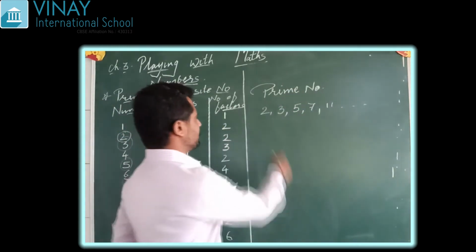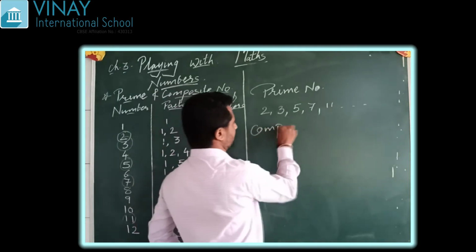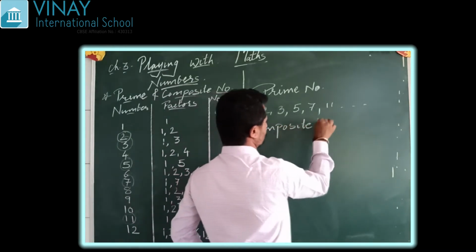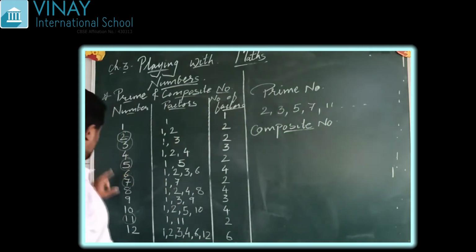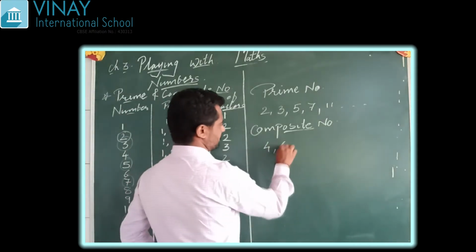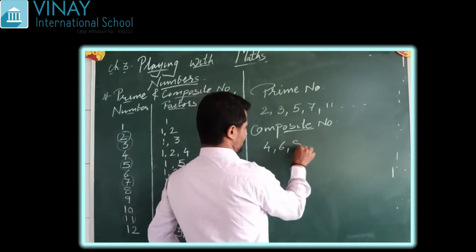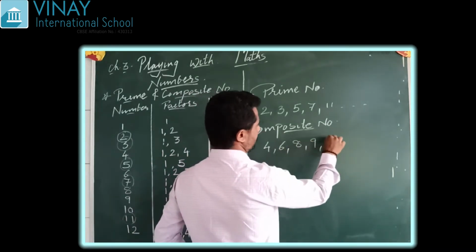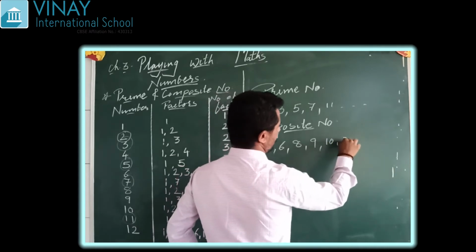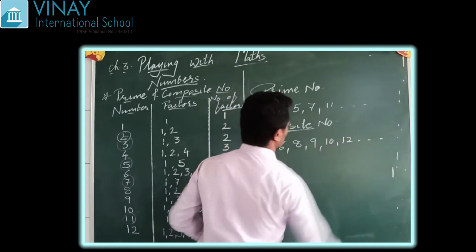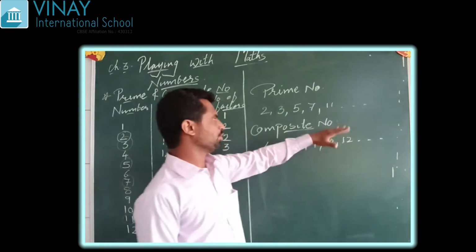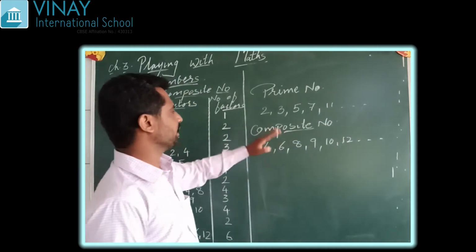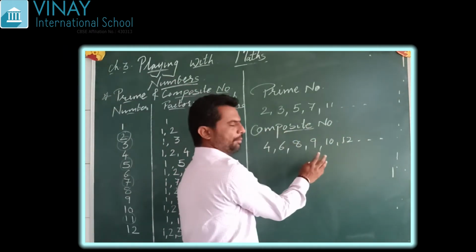In the same way, if we see the composite numbers, let's see 4, 6, 8, 9, 10, 12 and so on. These are the numbers which have more than 2 factors. So the number which has more than 2 factors is known as a composite number.